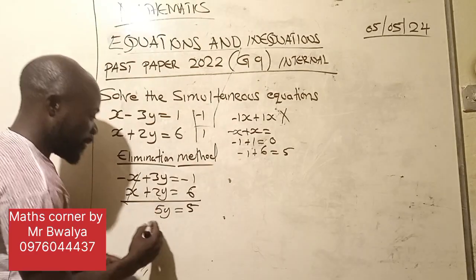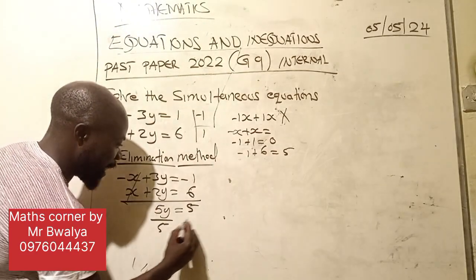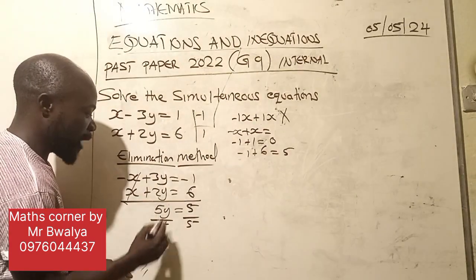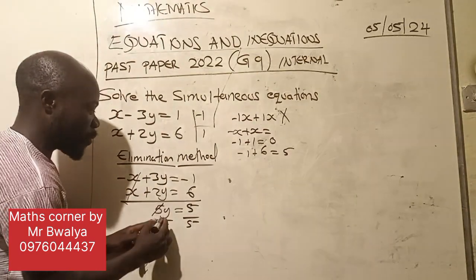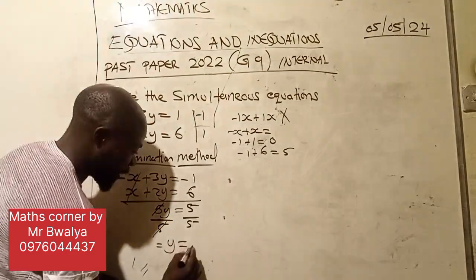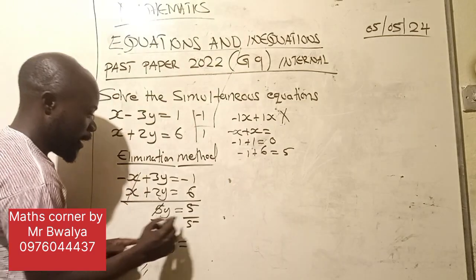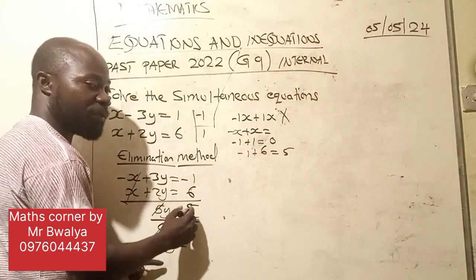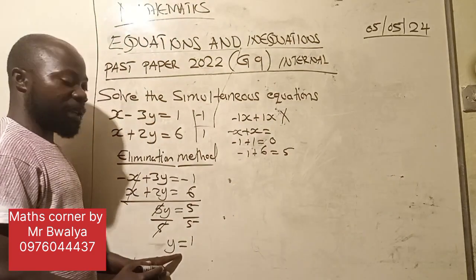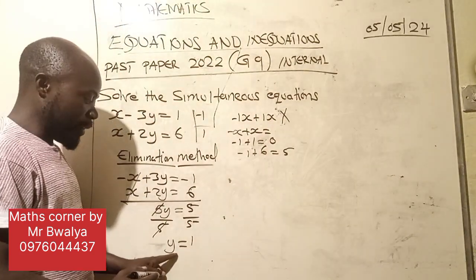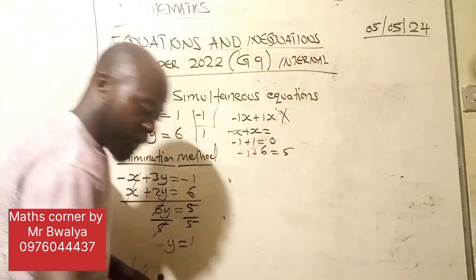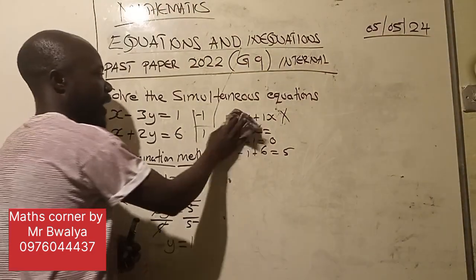Okay, then we divide both sides by 5. 5 into 5, 1, 5 into 5, 1. Remains y there, so y is equals to, how many times can 5 go into 5, which is 1? We are done with the value of y. Are we together?